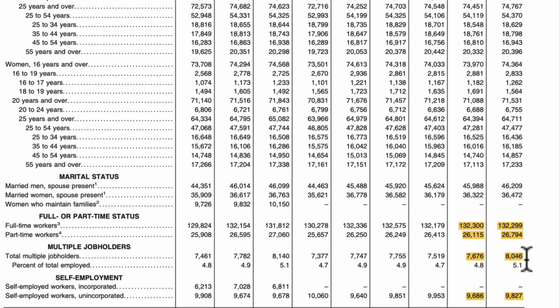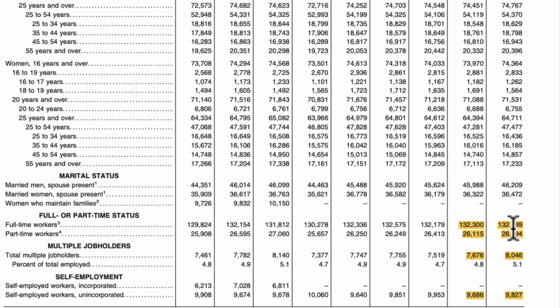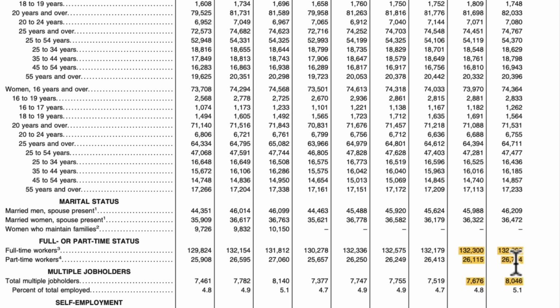Multiple job holders, 8,046,000, which is why these numbers, if you add these two numbers up, add up to the total amount of employment, but not the total amount of jobs. You have to go into the difference between the self-employment and the multiple job holders as well to get to the 717. But I need to point that out.